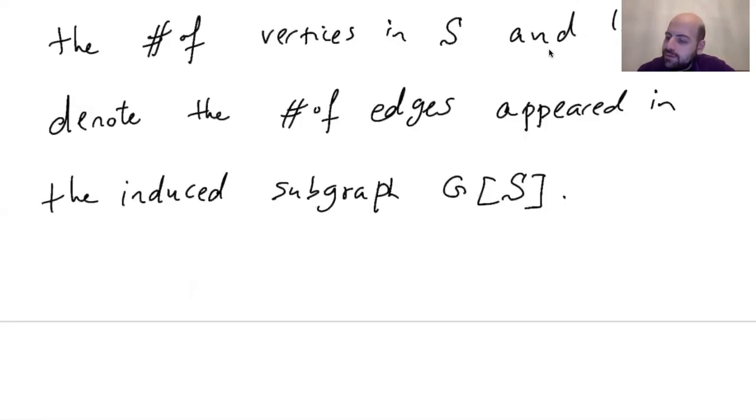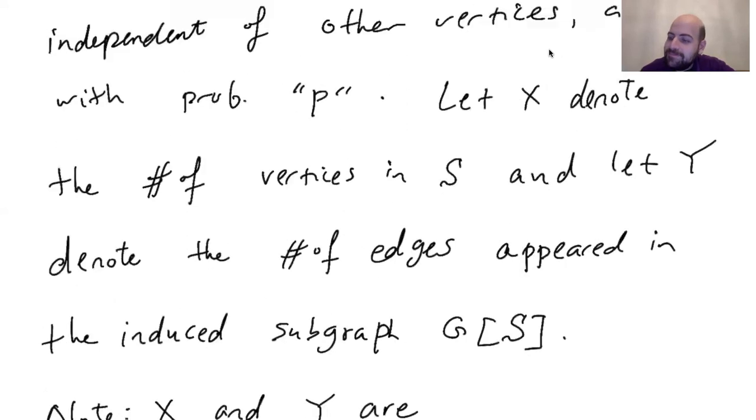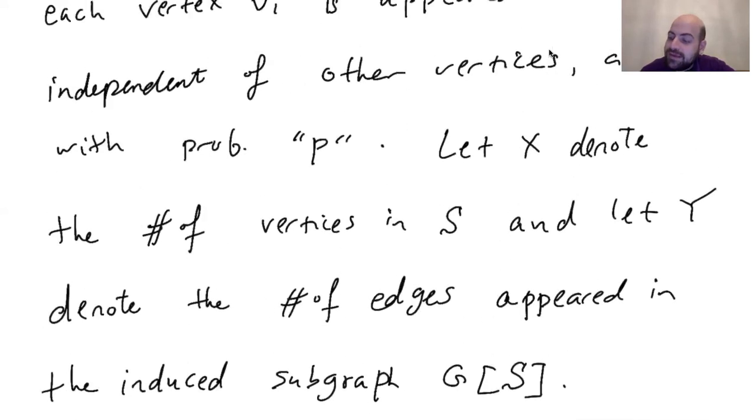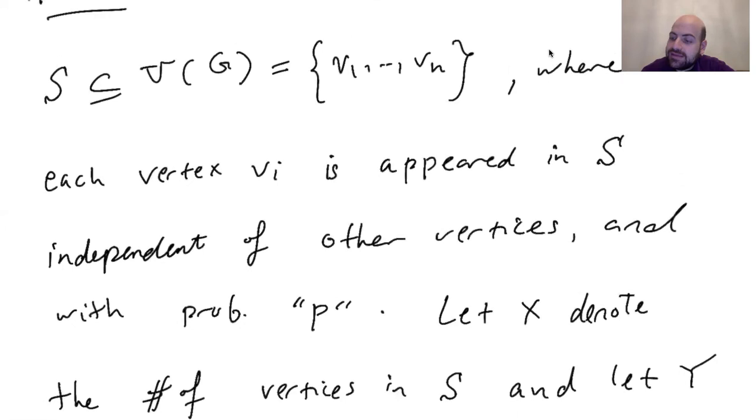Okay, now note, as we said, X and Y are random variables, but what type of random variables are they? I'm saying X is the number of vertices in S. Now, choosing S is a random experiment consisting of n independent random trials.